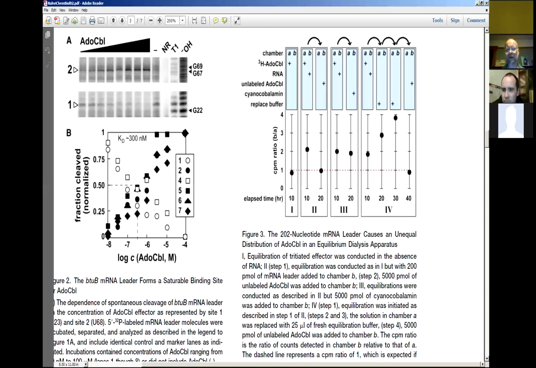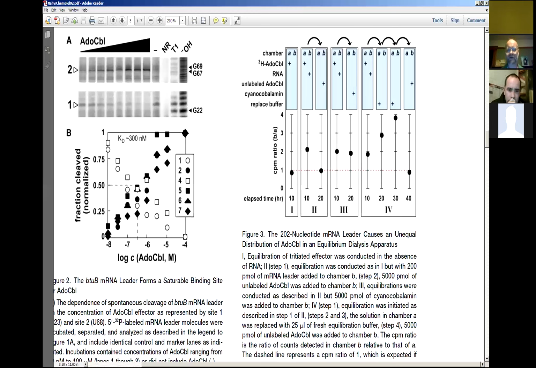And then on the right side of panel 2, they show that when you add the unlabeled small molecule also to chamber B, the label concentrations again equilibrate between chamber A and chamber B, because you're adding much more of the unlabeled small molecule and it just outcompetes the labeled one. So that displaces the labeled one from the RNA? Yes. What's the point of this step? Why would you do that? Well, it shows that it's not covalently bound, for example, right?